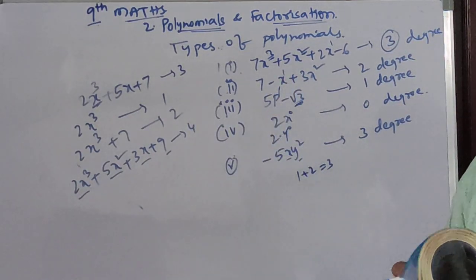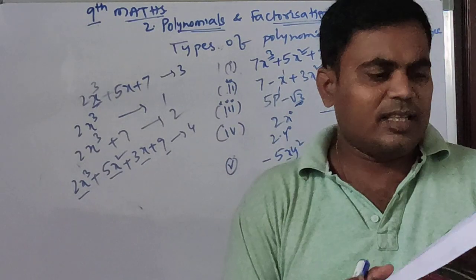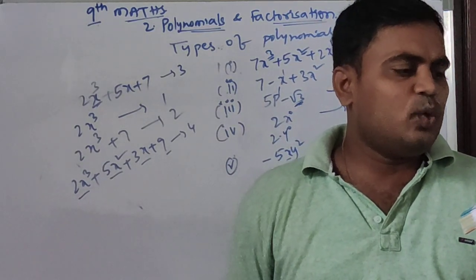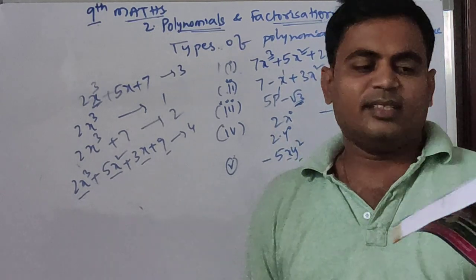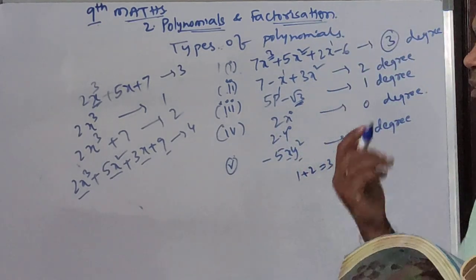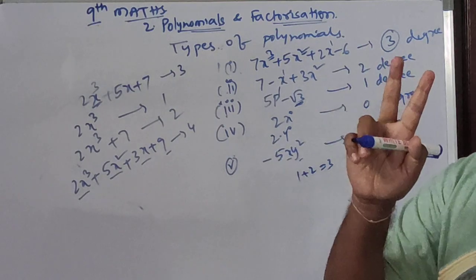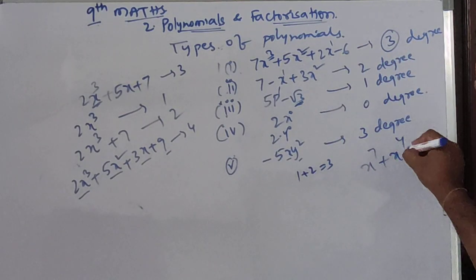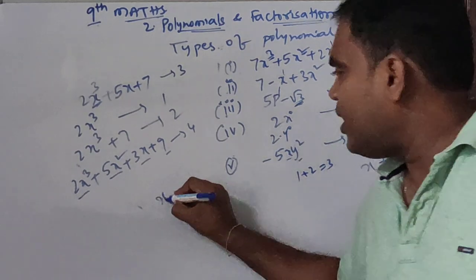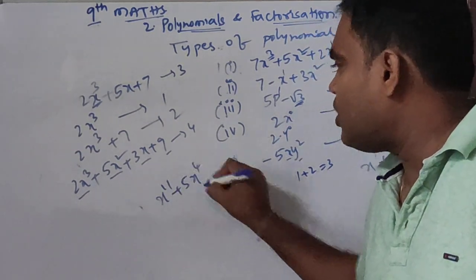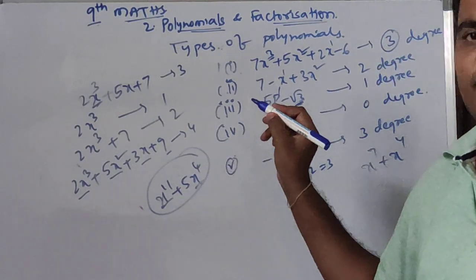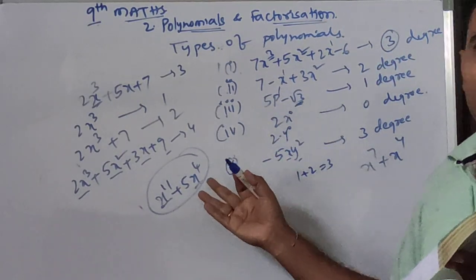Next. On the same page, page 31, try this. Write a polynomial with 2 terms in variable x. Whatever degree you take, we need 2 terms in variable x. x power 7 plus x power 4, that's it. x power 11 plus 5 x power 4, that's it. Like that, we need to take 2 terms. Okay, an algebraic sum you may take.